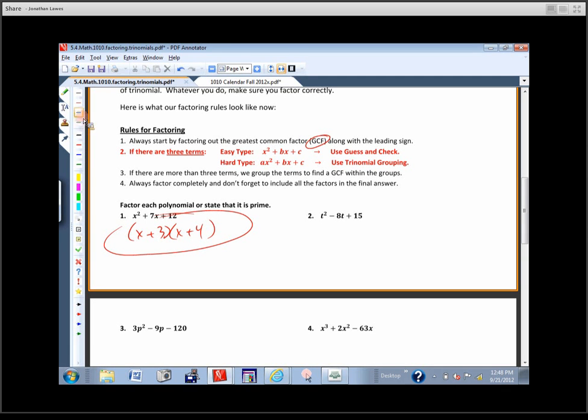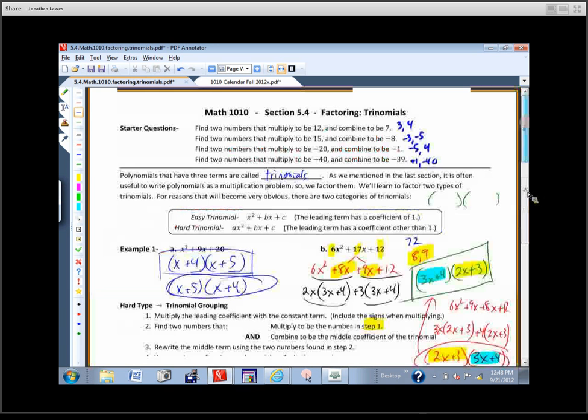On this one right here, the variable is t. The way we're going to make a t squared is to have t and t. We're looking for two numbers that multiply to be positive 15 and combined to be negative 8. Multiply to be positive 15, combined to be negative 8, and that would be negative 5 and negative 3. Aren't those the answers to our question up above? Our starter question? Yep, they are.